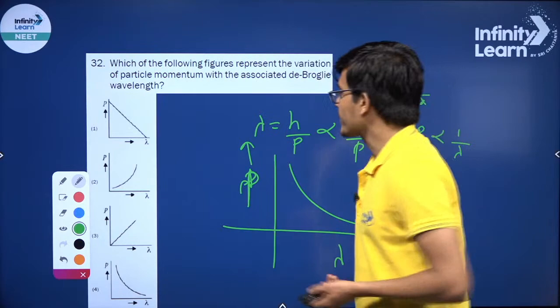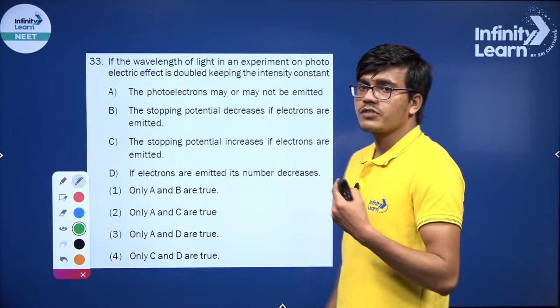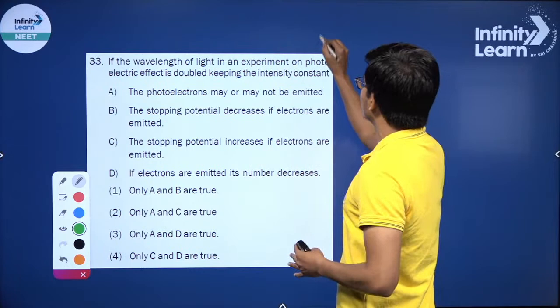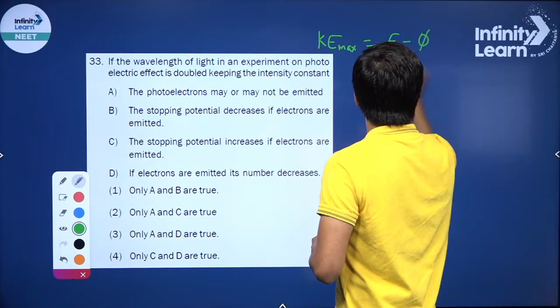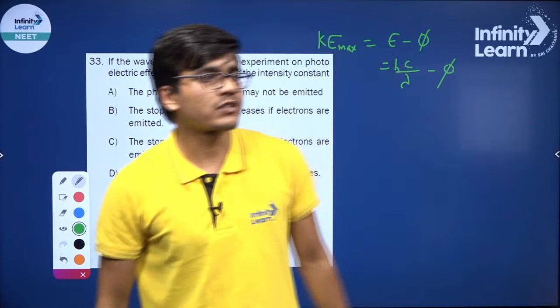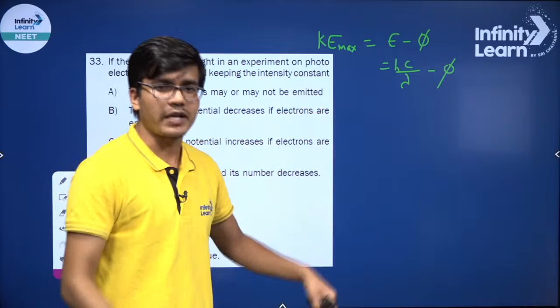All right, moving ahead to the next question. This is a question from the photoelectric effect. Very simple equation. This is a very scoring chapter, because we have a lot of questions based on this single formula in this chapter, right? K max is hc upon lambda minus phi. You know that phi is the work function, which is independent of the incident light. It completely depends on the metal. So the metal is the same, phi will not change, right?